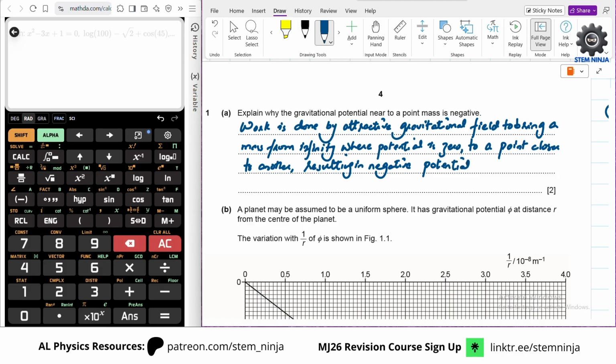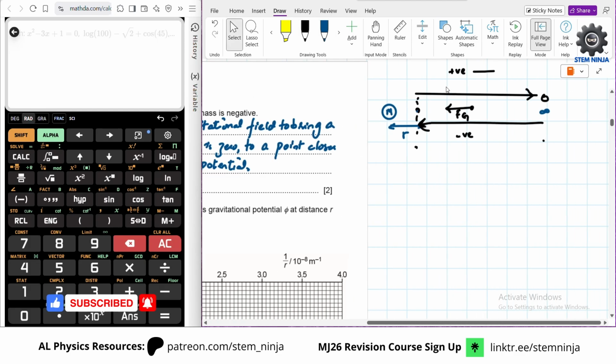Now you could rephrase that in the work done against gravity, in moving a mass away from another mass to infinity, raising the potential energy to 0. You can also say it like that also. So how would you phrase that?